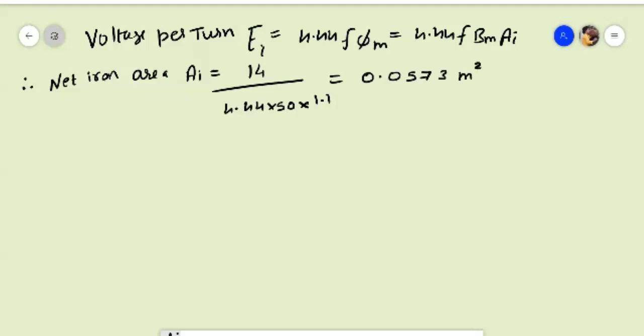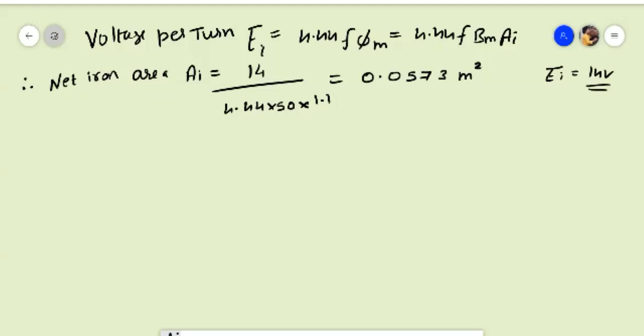meter square. Okay, so this is because it is given here that Et is already given as 14 volt. Voltage per turn is 14 volts. So Et is already given as 14 volts. So that's why we are using this formula and we can get our Ai, which is the net iron area.